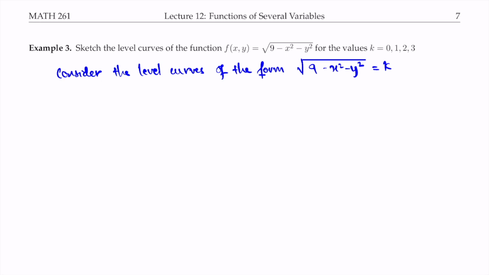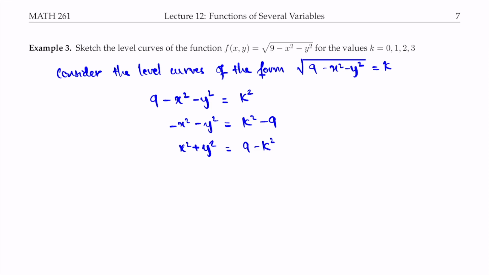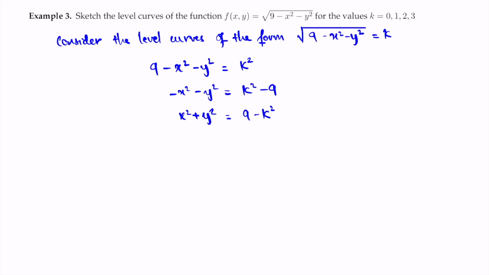Now eventually we're going to solve for x and y, and to do that I'm going to square both sides of this equation, and I'm going to get 9 minus x squared minus y squared equal to k squared. Then I'm going to solve for x squared and y squared. So negative x squared minus y squared equal to k squared minus 9. Multiply negative 1 on both sides of the equation. I'm going to get x squared plus y squared equal to 9 minus k squared. We have 4 different choices of k. That's k equal to 0, 1, 2, and 3.